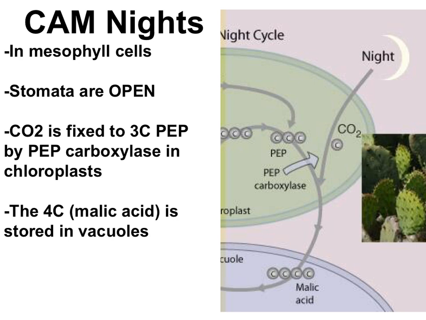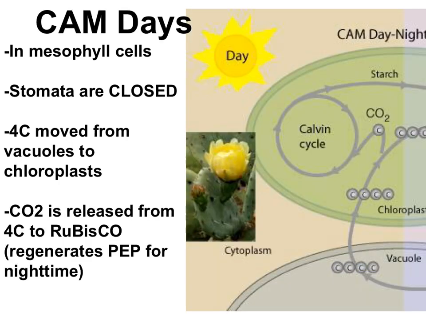fix carbon dioxide using PEP carboxylase. PEP plus carbon dioxide gives a 4-carbon molecule. The 4-carbon pieces are moved into and stored in the vacuole of the plants. 4-carbon pieces are made all night long and build up in the vacuole at night.